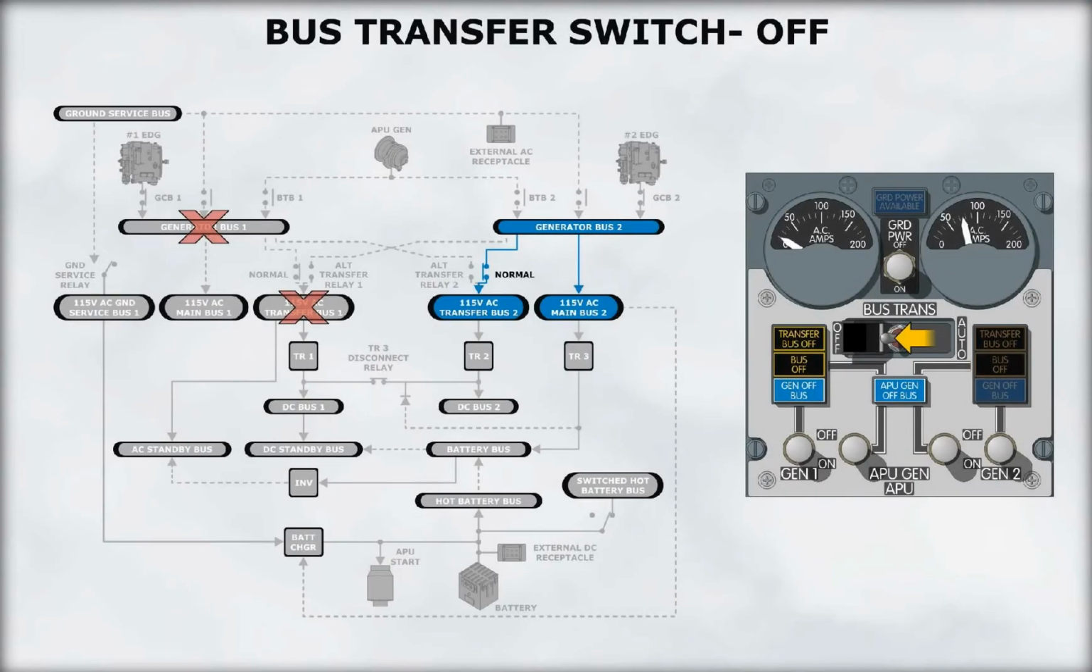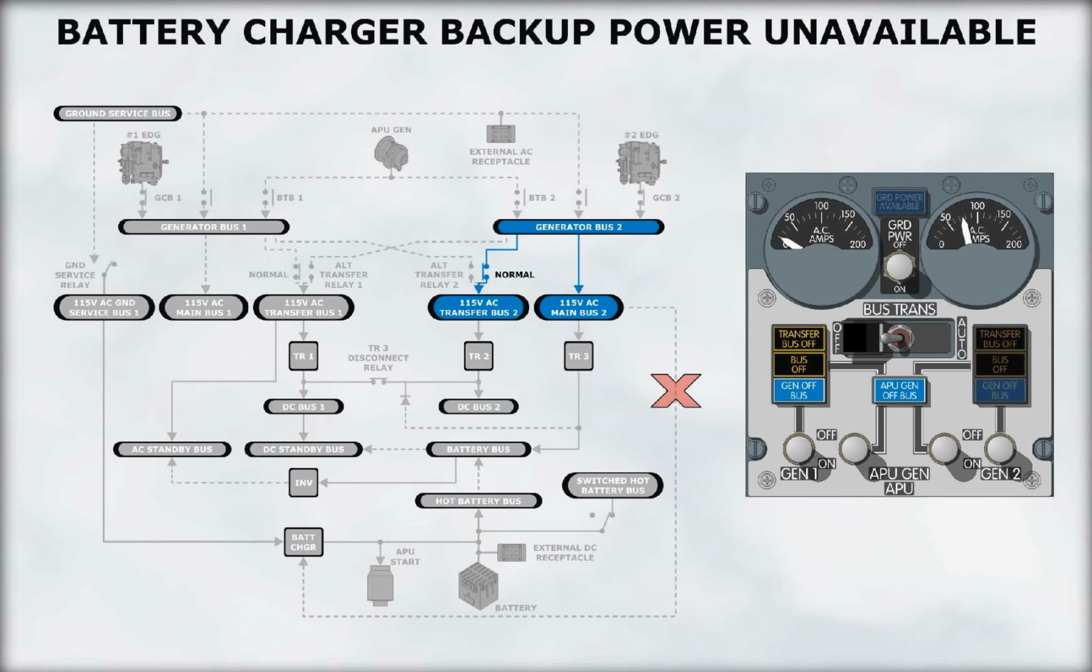With the bus transfer switch in the off position, the automatic bus transfer system is deactivated. Therefore, the operating generator will not be able to power the unpowered transfer bus. The off position of the bus transfer switch isolates the main buses and removes the backup power source for the battery charger.